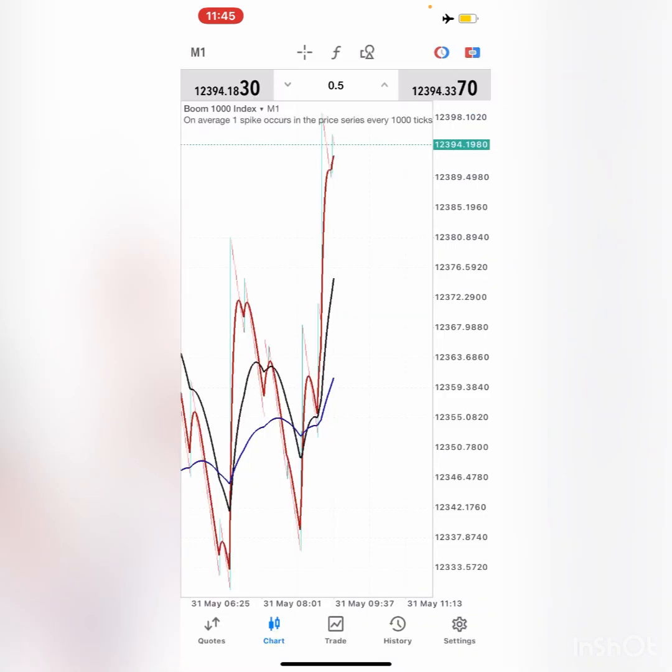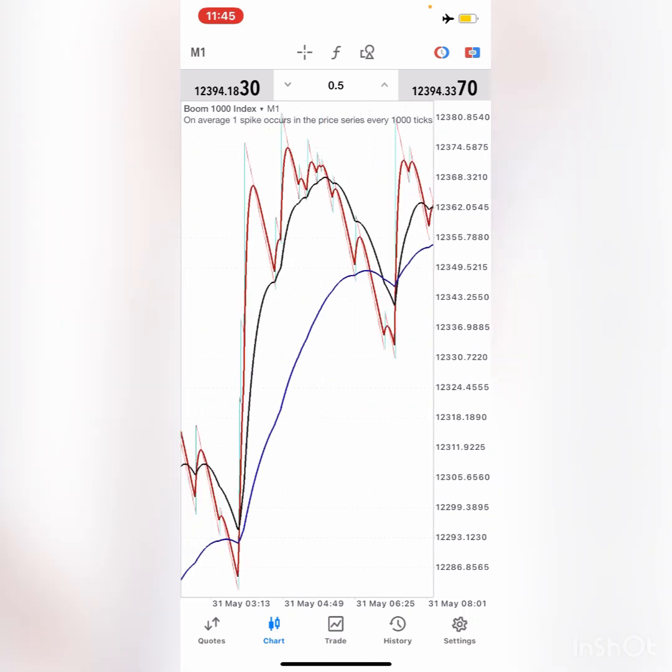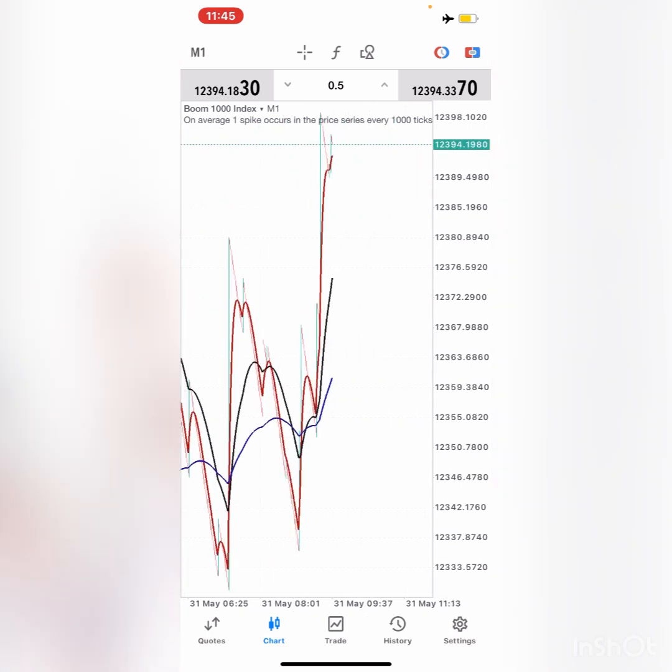So now we're done with installing our main window, right? We're done with installing our main window. What you are left with now is installing the TDI. So these are the TDI settings.